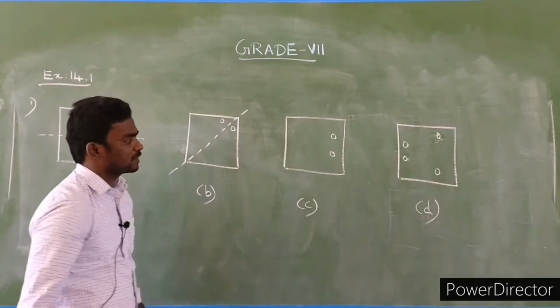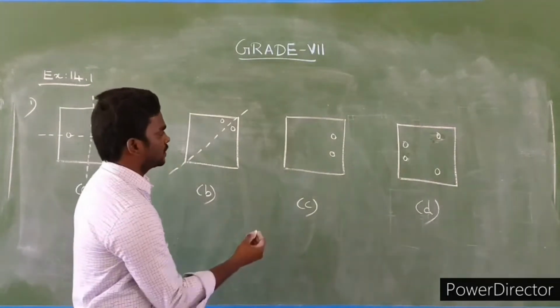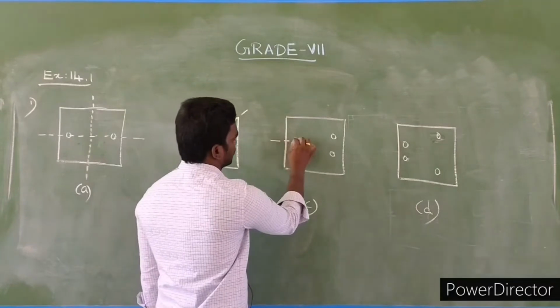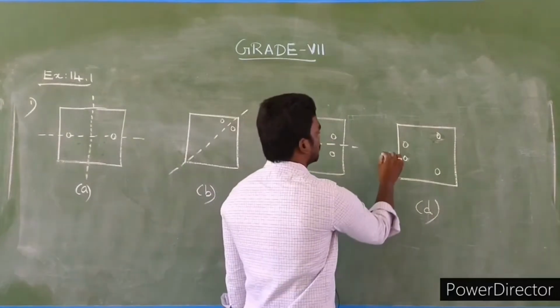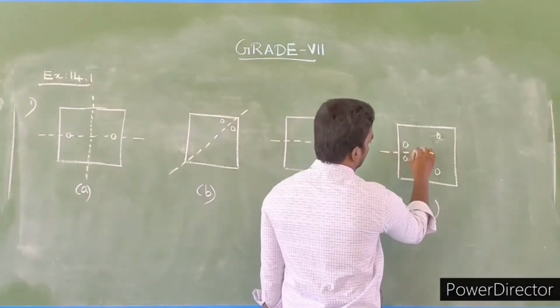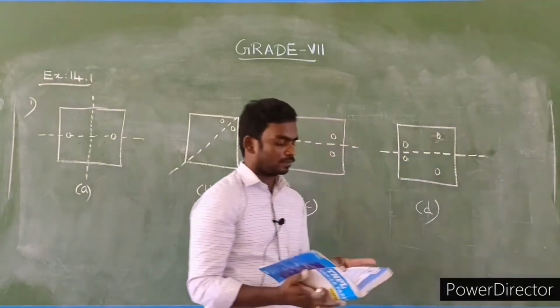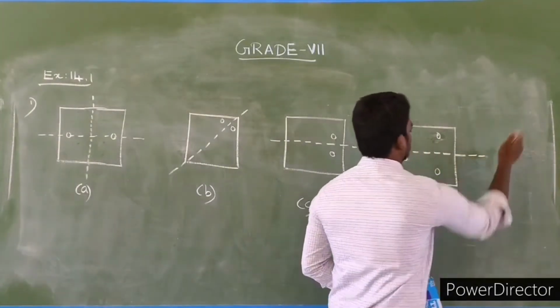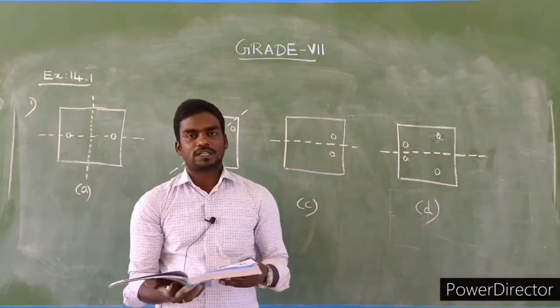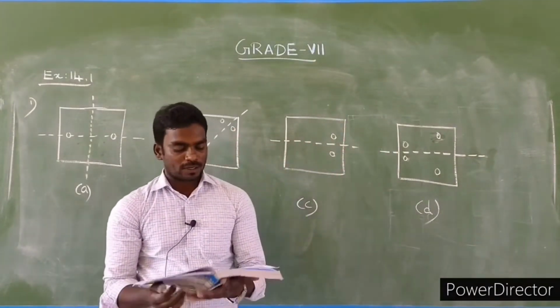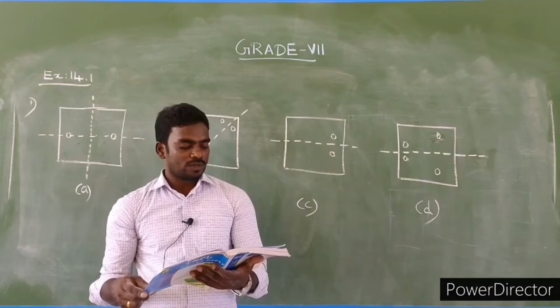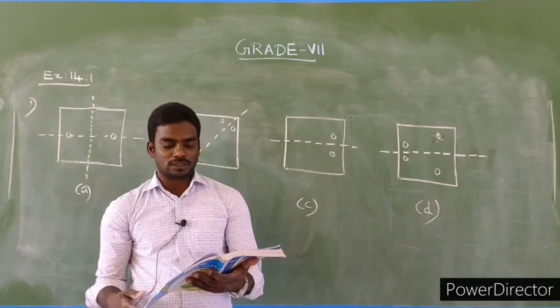How do we draw the axis of symmetry for question C? This is also the same way; we can draw only like this. For question D, we can draw like this. The remaining questions are homework in this pattern. In these remaining questions, you will draw the axis of symmetry in your book itself.